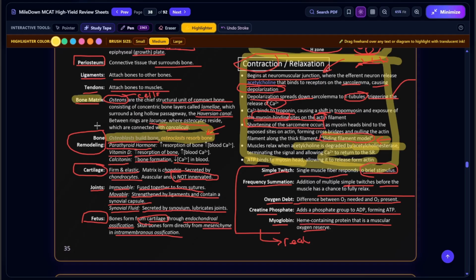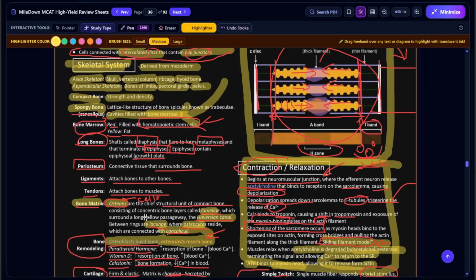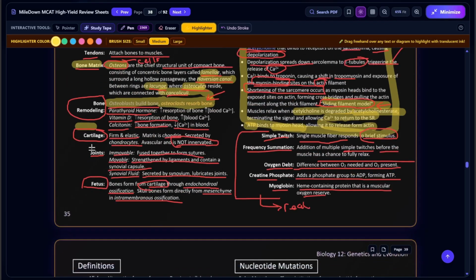The matrix has a lot of different names to memorize. So you have osteons, lamellae, Haversian canal, osteocytes, and okay. So just a lot of pathways and names. And that's about it. Joints are pretty easy, fetus. Okay, so everything is pretty good.